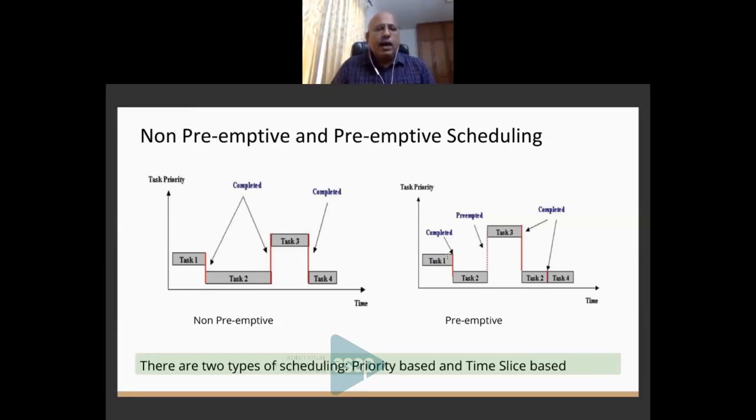Each task completes its execution of its portion of the code, and then the real-time operating system schedules the next task. So it's a very simple scheme here, a non-preemptive scheduler. But look at the preemptive scheduler.